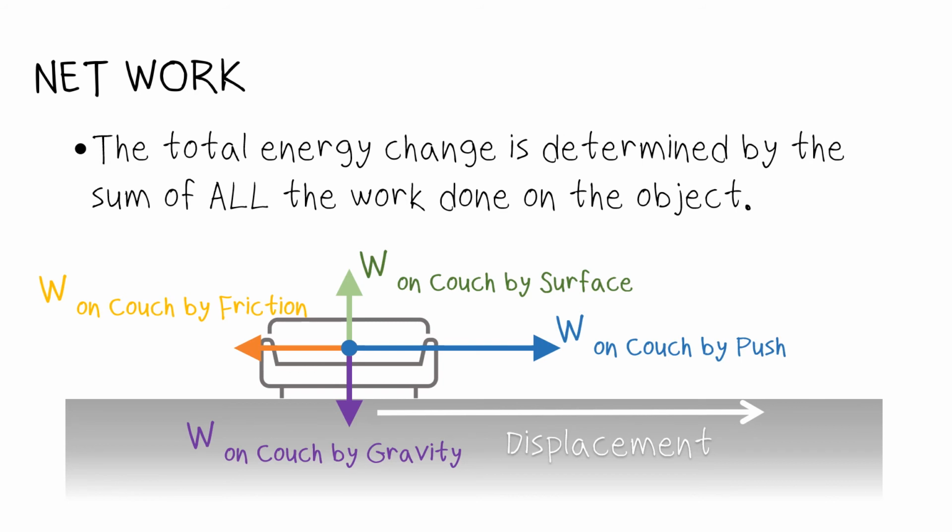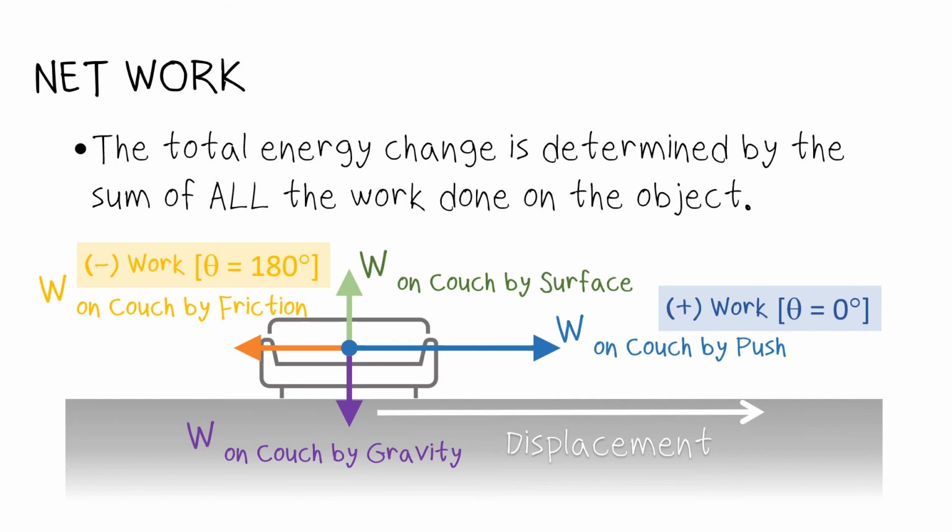So real briefly, we're back to our couch again. We're pushing it to the right. You push it to the right. The force is to the right. The displacement is to the right. That means you're doing positive work with your push. You're adding energy to the object, potentially speeding it up, but you've got friction acting in the opposite direction.